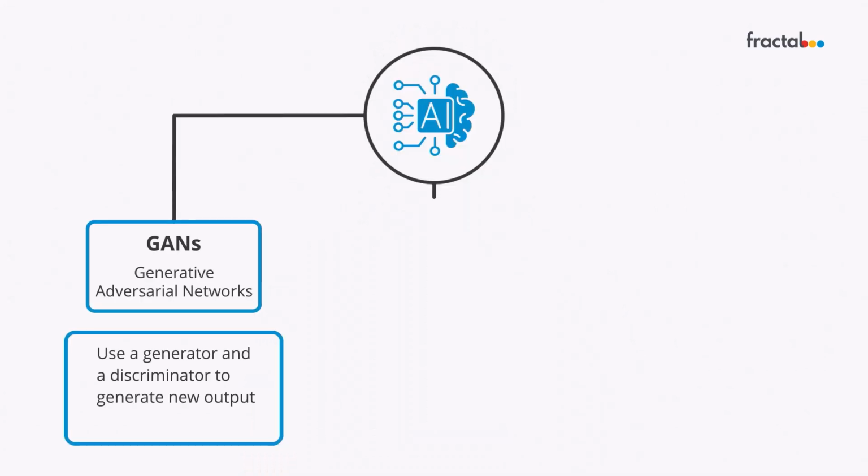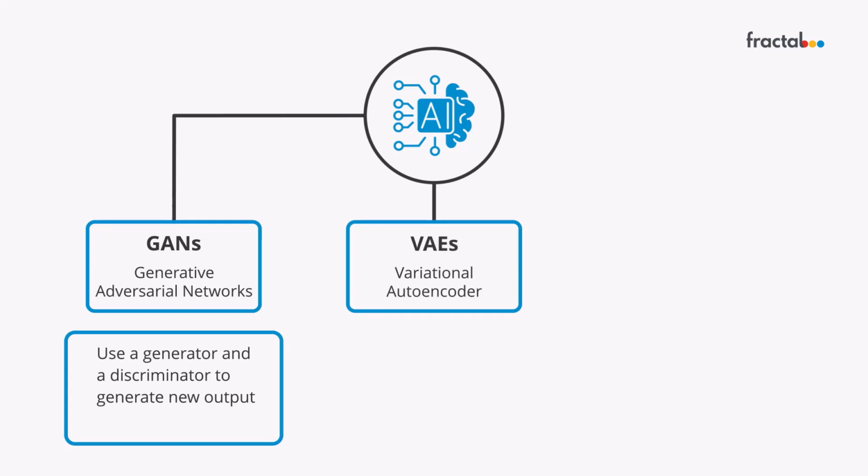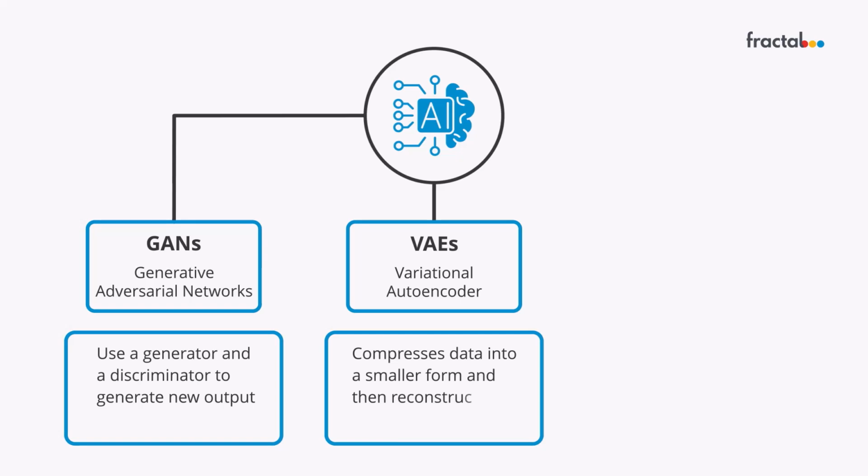Another type of generative model is the variational autoencoder, or VAE. VAEs work by compressing data into a smaller form and then reconstructing it. This is like a sculptor who shapes clay into a compact form, stores it, and later reshapes it into the original form. VAEs are great for tasks that require a deep understanding of data structure, like reducing data size or controlling specific features in the generated data.